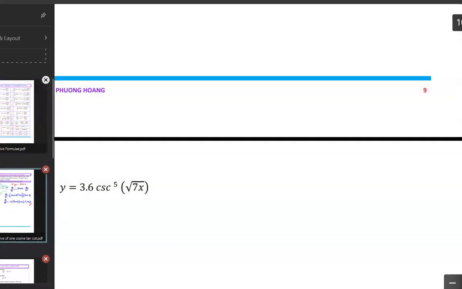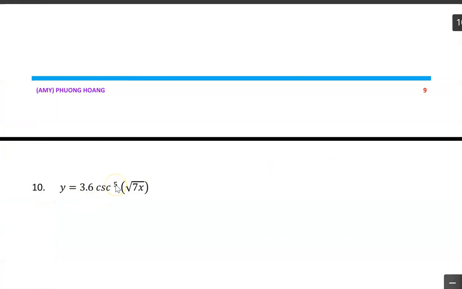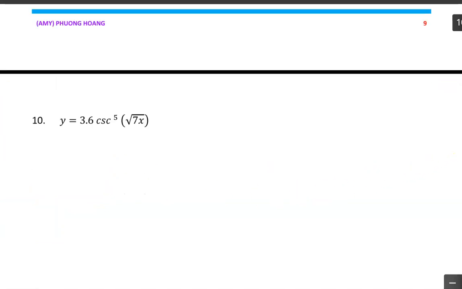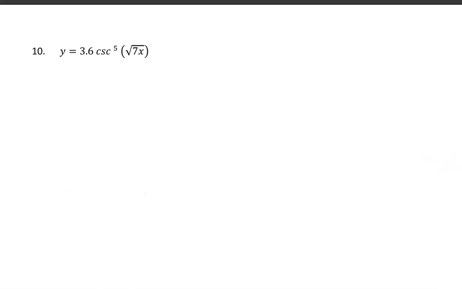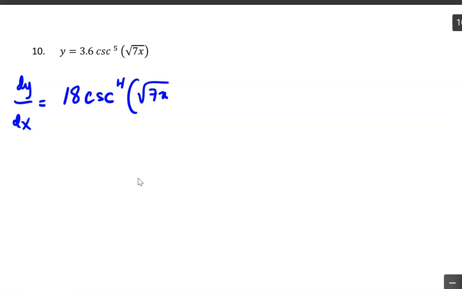Alright, so now cosecant raised to exponent 5, it means that you have to apply the power rule. In this case, what we have is dy over dx equal to, so make sure the notation is important, okay? When you write dy over dx below this, it means that you are differentiating. So I take 3.6 times 5, which will give me 18, and at the same time, I reduce the exponent by 1, and I write the exact argument again. So this is my power rule.